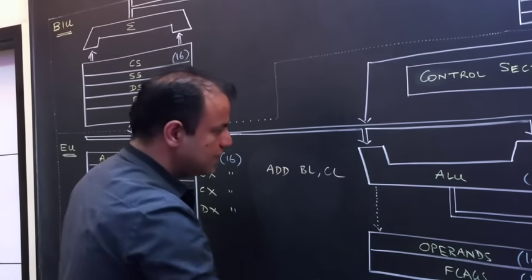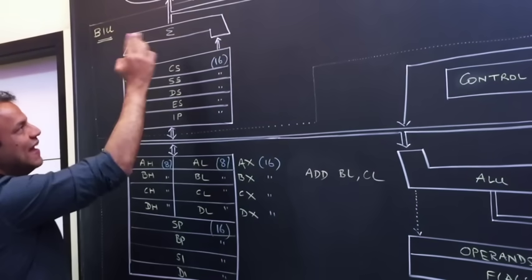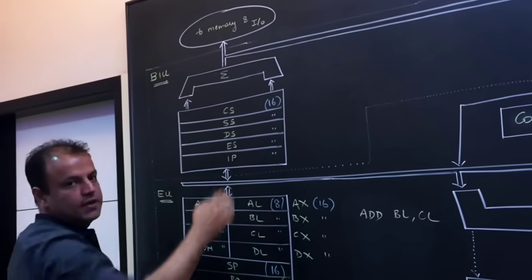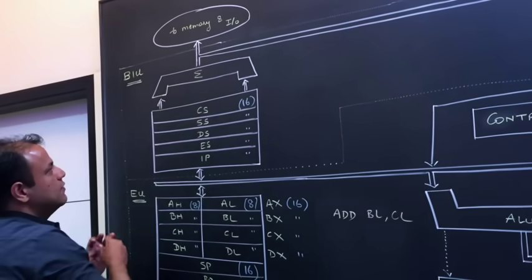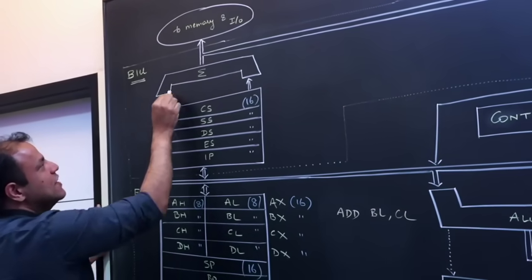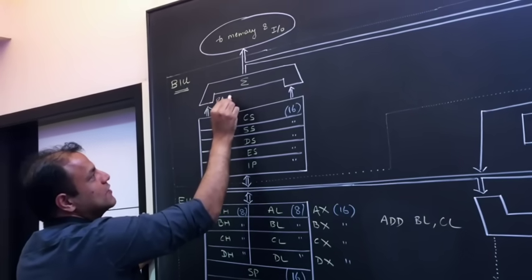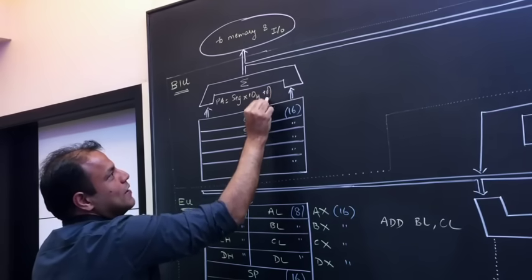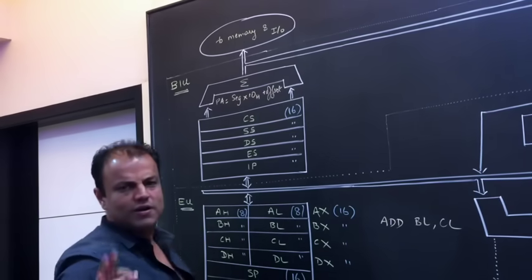So, if the ALU is doing this addition, what is the arithmetic operation that is taking place over here? There is something happening here. What is it? Here, we are doing calculation of physical address. Physical address is calculated as segment address multiplied by 10 plus offset address. Do not get bogged down.